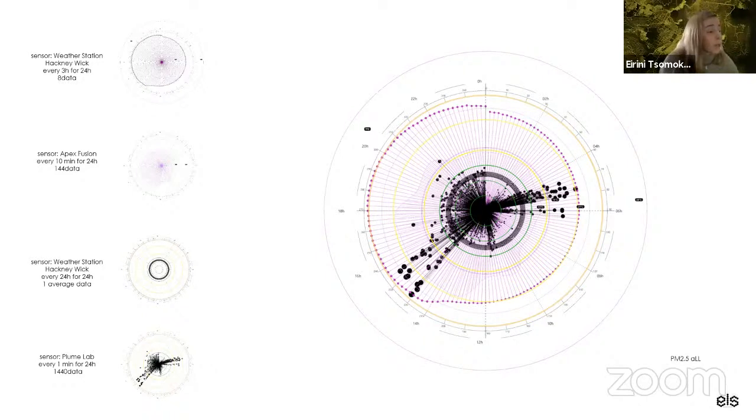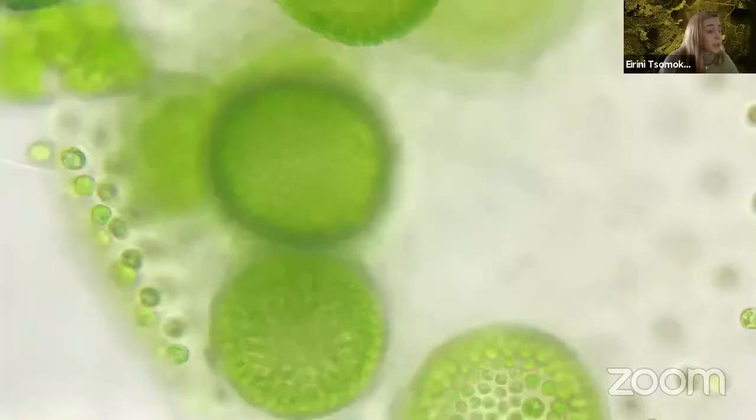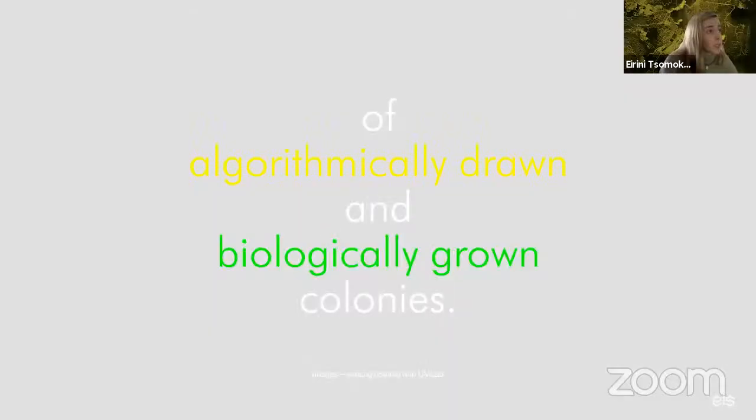All these data were integrated into the photosynthetic system, and they're used to re-metabolize pollution and affect design decisions, as in the project that we worked on with ecoLogicStudio for BioSeri, which was developed last year to show the coexistence of algorithmically drawn and biologically grown colonies of Volvox algae.